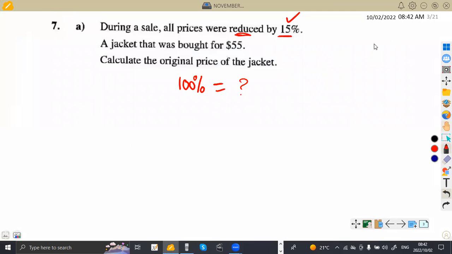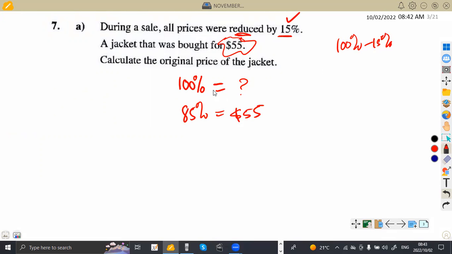Okay, sorry for that, guys. So from 100%, you're going to subtract the 15%, which is 100% minus 15. You're going to be left with 85. So at 85%, that's where this jacket is costing this price of $55.